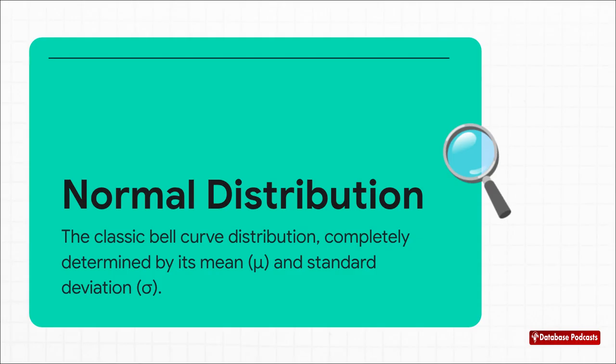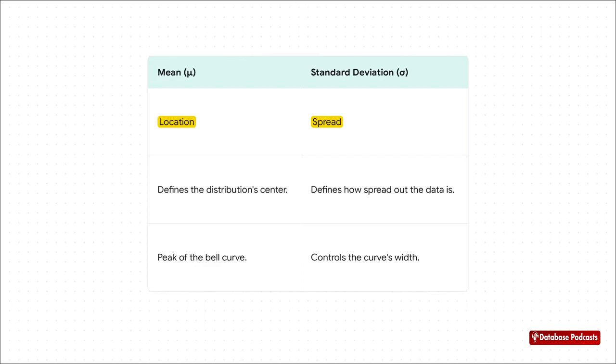The normal distribution is what we call a continuous probability distribution, meaning it covers a whole smooth range of outcomes. And that iconic bell shape? It's completely defined by just two numbers: its center, which we call the mean, or mu, and its spread, the standard deviation, or sigma.